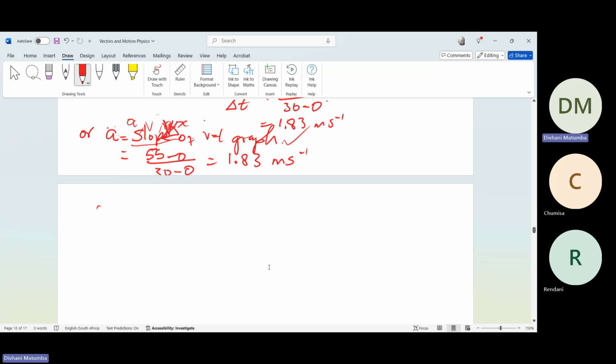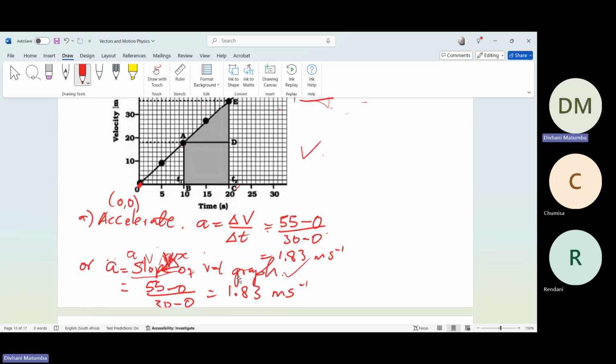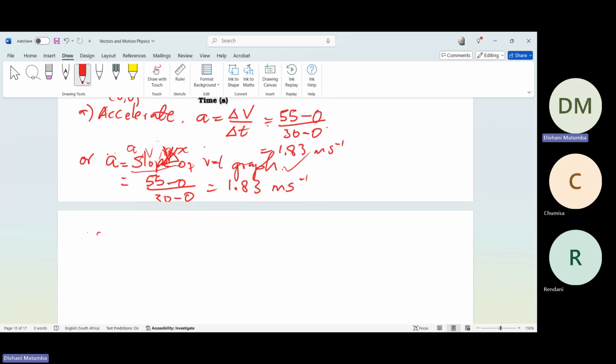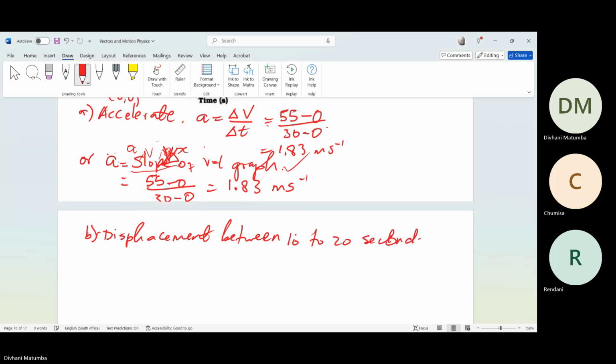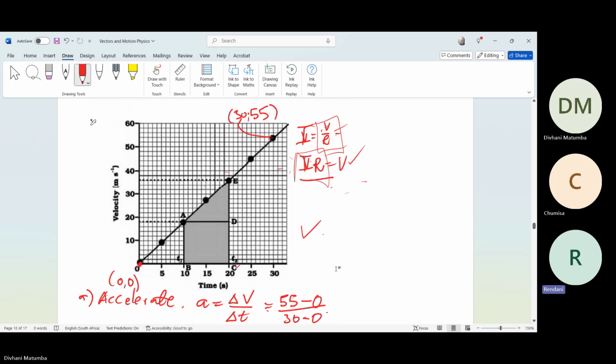So the second question says, what is the displacement between 10 to 20 seconds? Displacement between 10 to 20 seconds. Rendani, how are you going to go about it? Okay, let me go up. To calculate the displacement. Yes. The displacement.